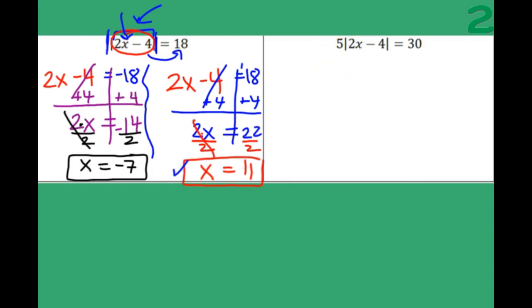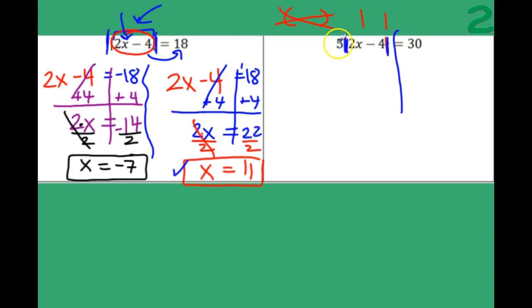Alright, this next one's a little bit different because we have a 5 outside of our shower. Remember that parentheses and absolute value are different. We do not have parentheses. You cannot distribute. You cannot draw a box. You just need to get the absolute value of the shower all by itself.